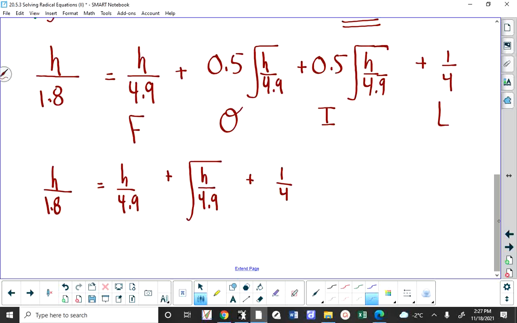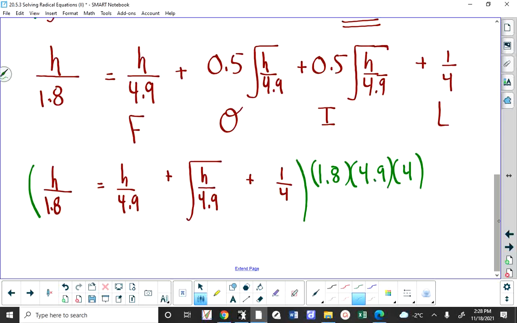But I would do the following instead. Instead of everybody combining those terms, I would multiply the whole equation by 1.8 and by 4.9 and by 4. And you know what I'm actually doing here? I'm saying I have those three different denominators and I really don't want any denominators.